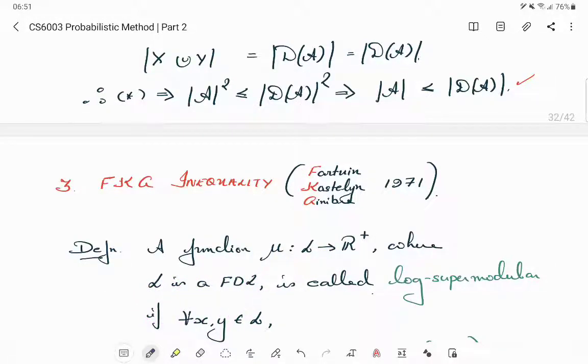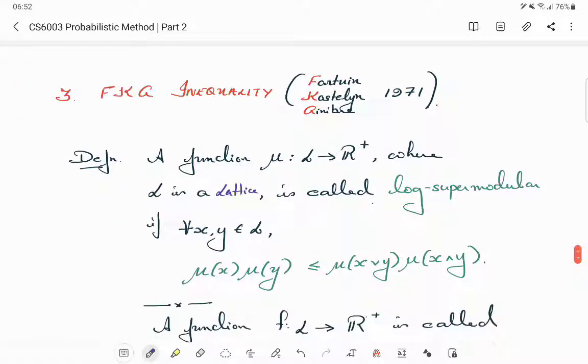This definition applies to any lattice. Okay, so a function from a lattice to non-negative real numbers is called log supermodular if for every pair of elements in the lattice x and y, mu x, mu y. Now look, this relation looks like the premise of the four functions theorem, but instead of four different functions, you are talking about the same function mu taking the role of alpha, beta, gamma and delta.